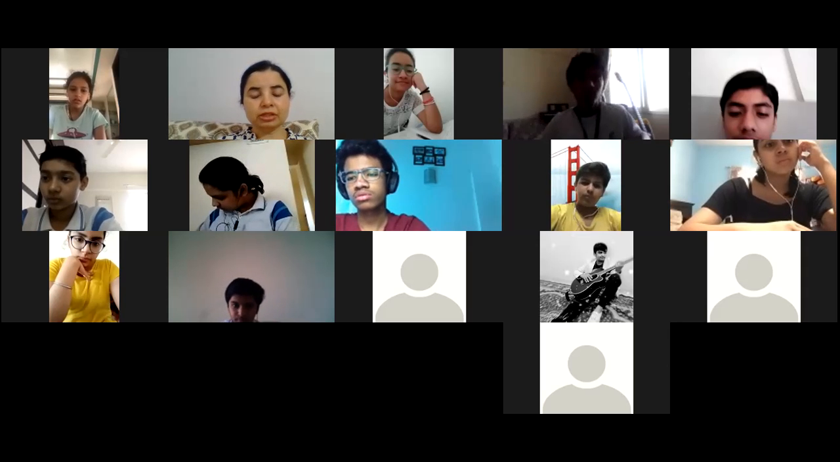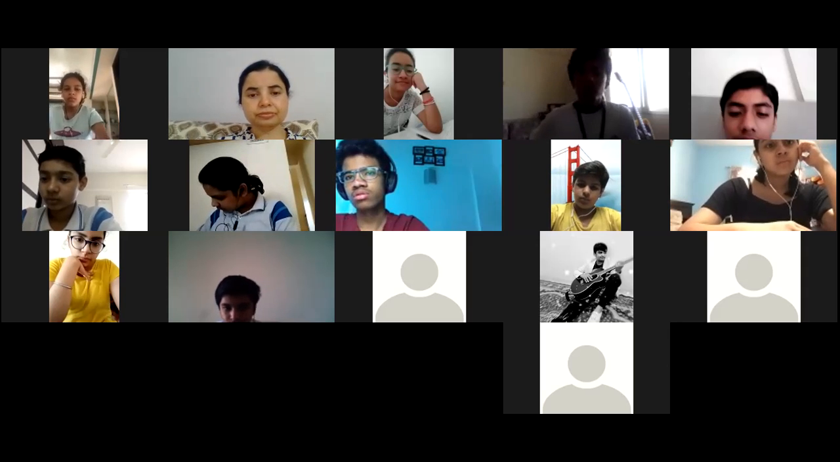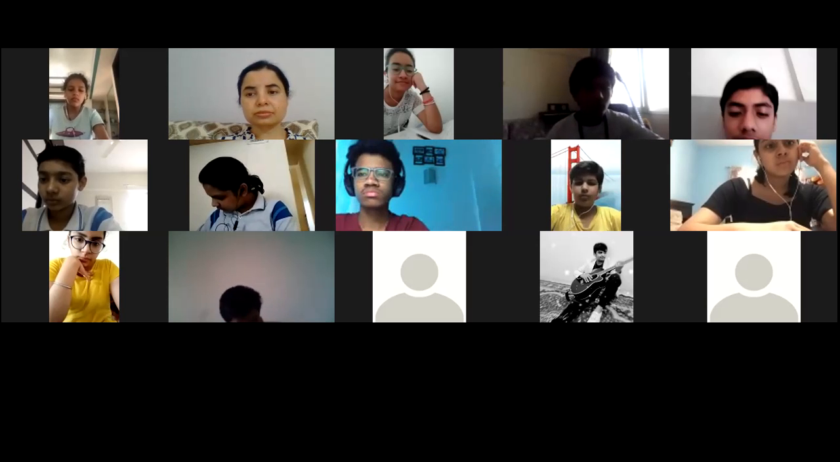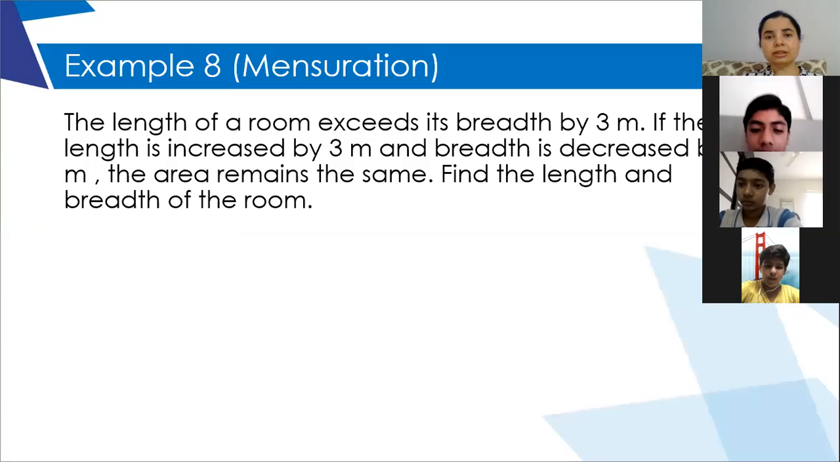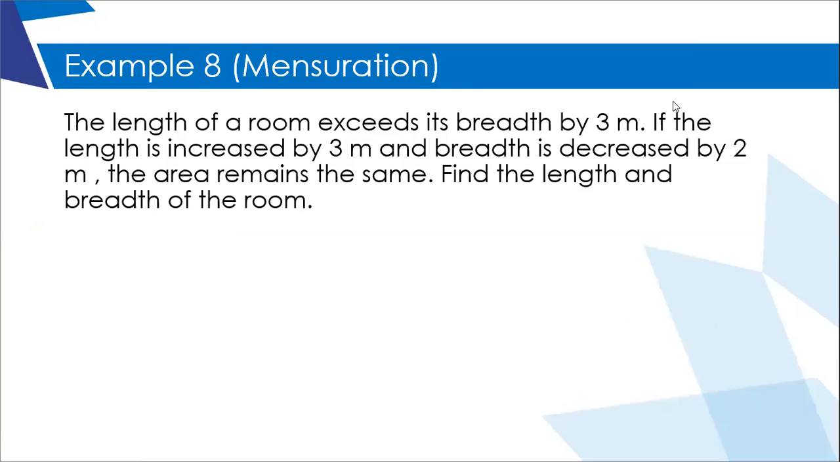Okay, so I'll just share my screen. Can you see, children, this word problem on your screen? The length of a room exceeds its breadth by 3 meters. If the length is increased by 3 meters and breadth is decreased by 2 meters, the area remains the same. Find the length and breadth of the room.